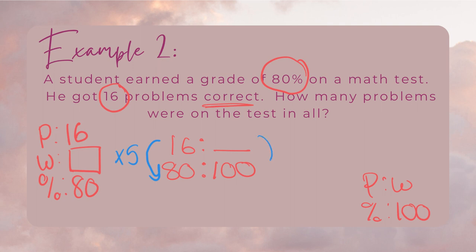What number times 5 equals 100? And if you're stuck on that, you can think about what number times 5 would be 10 if we pretend that 0 is not here. Well, I know 2 times 5 equals 10, so if we put the 0 back, that means 20 times 5 would equal 100. So we can go ahead and fill in 20 as our whole.